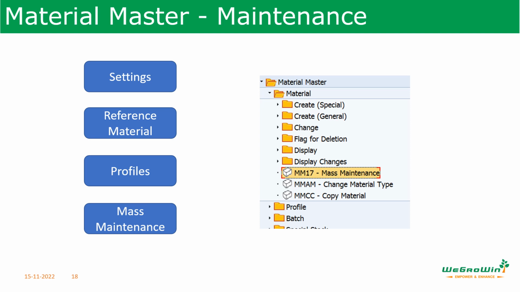And then mass maintenance, transaction MM17. This is a very critical transaction. Please do not use this just like that, because any change is done in several material master records in one procedure. How to do the mass maintenance? Probably I will try to create one more session separately for this. That we'll discuss. But the other profiles, all these settings and reference materials we already discussed. Profiles may not be relevant for you as of now. And mass maintenance, I will try to put into a video. But if I don't do it, maybe remind me later.